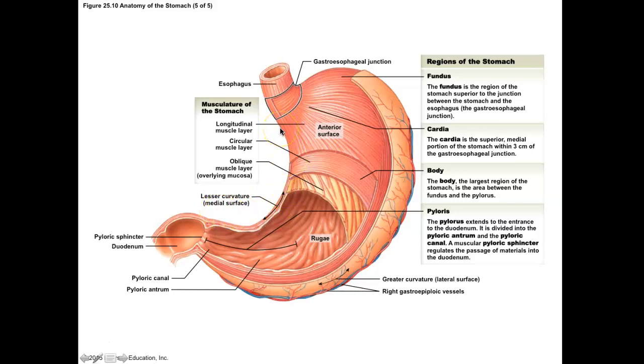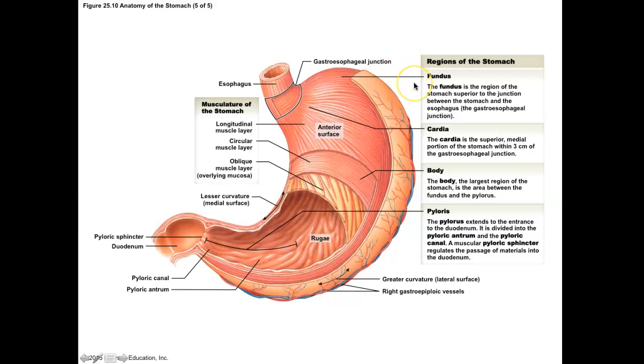We have a cardia region, fundus, body, and pylorus, right? So these are the regions of the stomach. So the cardia is just right here, right by the junction of the esophagus. If you read it, it's within 3 centimeters of the gastroesophageal junction. Gastro refers to stomach, esophageal refers to the esophagus. So gastroesophageal junction means when they come together.